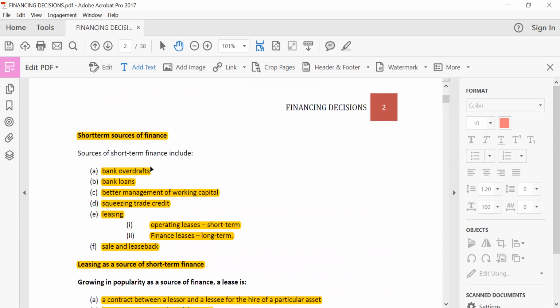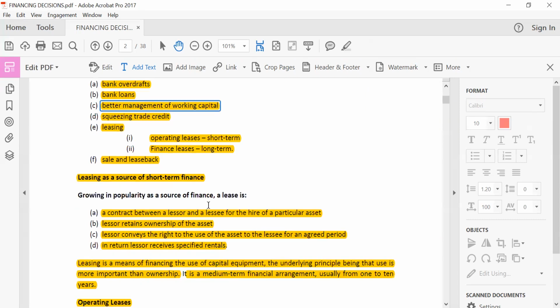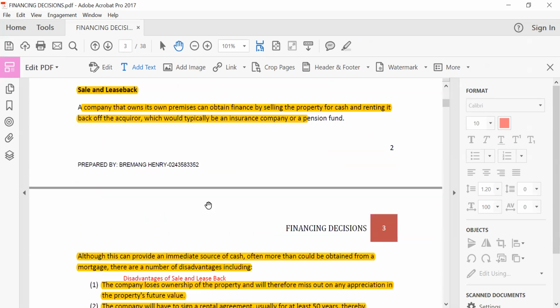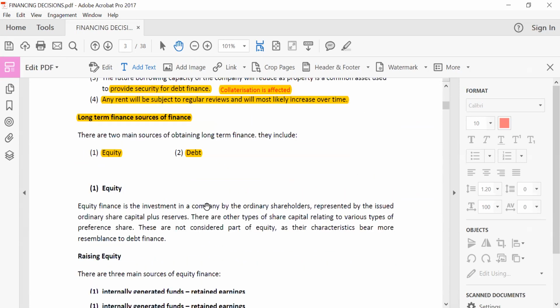Bank overdraft, bank loan, these are all what? These are all debt, short-term debt. Bank overdraft, bank loan, issues of leasing, they are all short-term debts. But when it comes to issues like squeezing trade credit, better management of working capital, like retained earnings, which is a part of equity, they are what? Short-term, right? So please get that concept right.